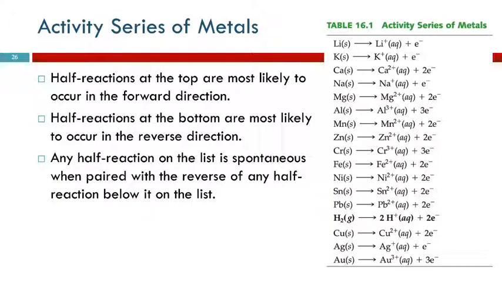So here's the activity series, and you do not have to memorize this. What they do is they list half reactions. So here, a lithium atom losing an electron. Lithium is the most active metal, and so it's at the top of the list. Of these elements listed here, gold is the least reactive metal, the least likely to lose electrons and form an ion.